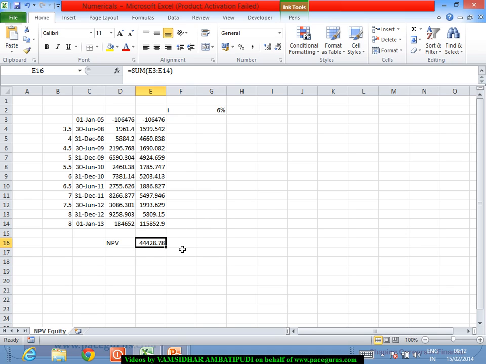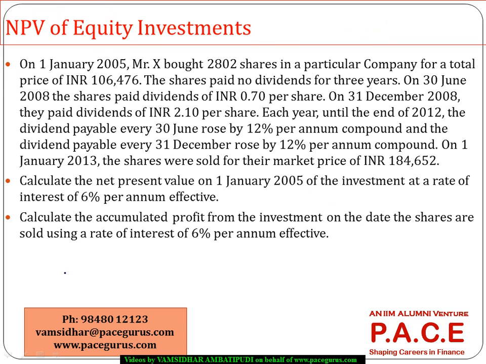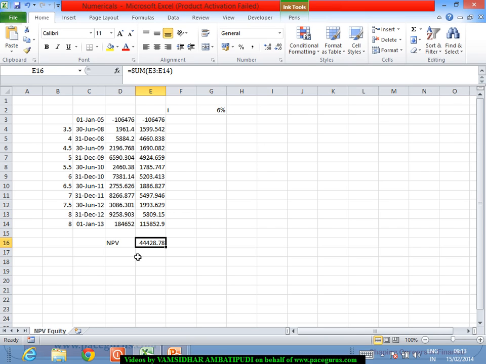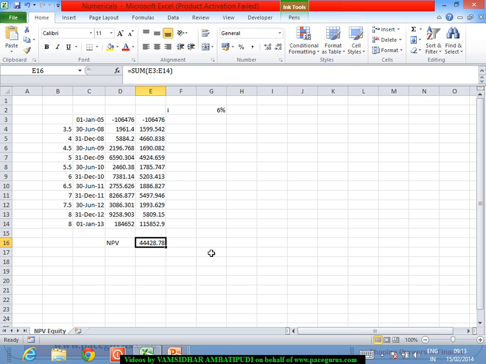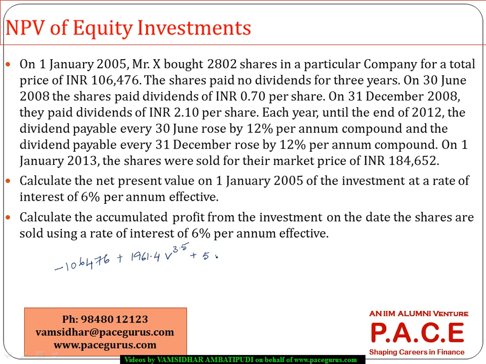Now the same logic, if I have to do using a manual approach, using the notation, how do I look at it? So my initial investment 106,476. Then after 3.5 years, I got, what was the amount? 1961.4. This I discounted by 3.5 years, so I'll take V power 3.5. Then in the December, whatever I have got, 5,884.2, this I will discount by V power 4, because this is at the end of 4 years.